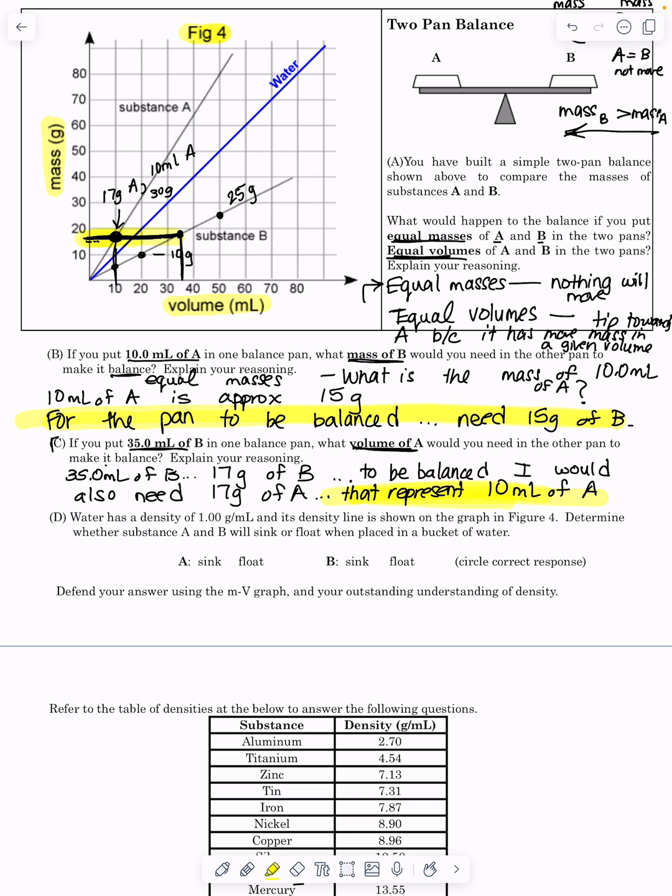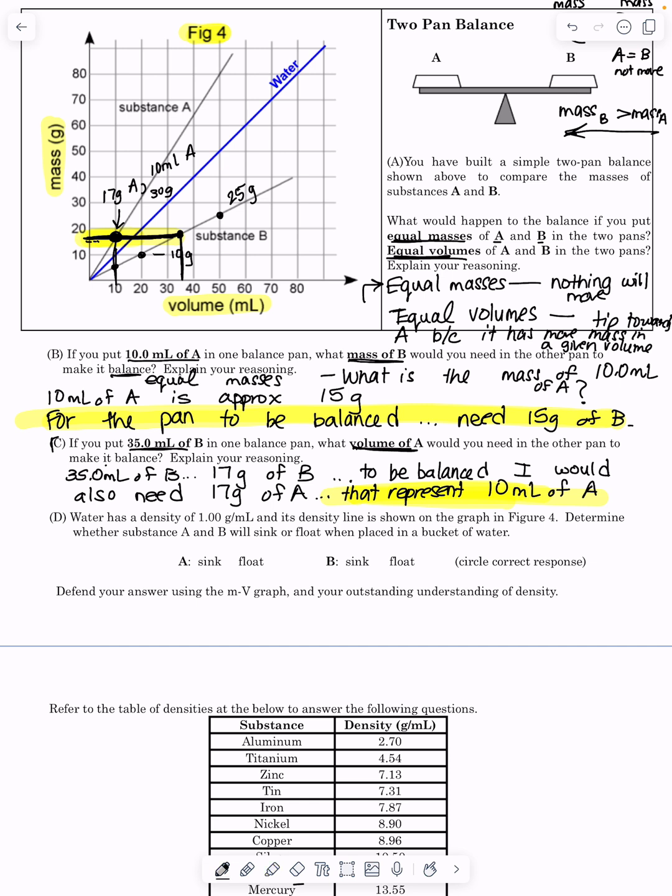I did that all using the graph and finding those approximate data points. So that is how you answer letter C. In order for the pan to be balanced, we need equal masses. This question's asking for what volume would give us those equal masses, and that would be 10 milliliters.